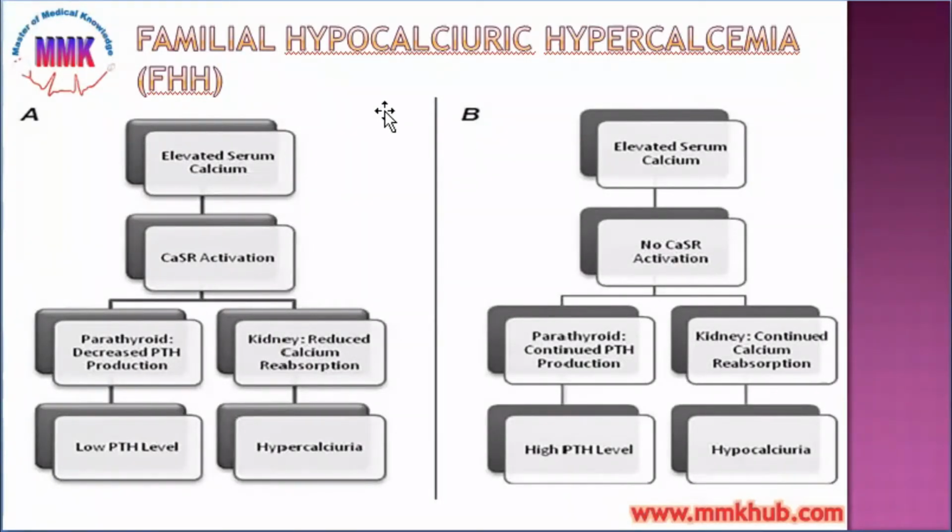In the condition of familial hypocalciuric hypercalcemia, all this elevated serum calcium does not cause the activation of the calcium sensing receptors. And it results in a high level of parathyroid hormone and a decrease in the calcium in the urine, because the kidneys continue to reabsorb calcium. Right.